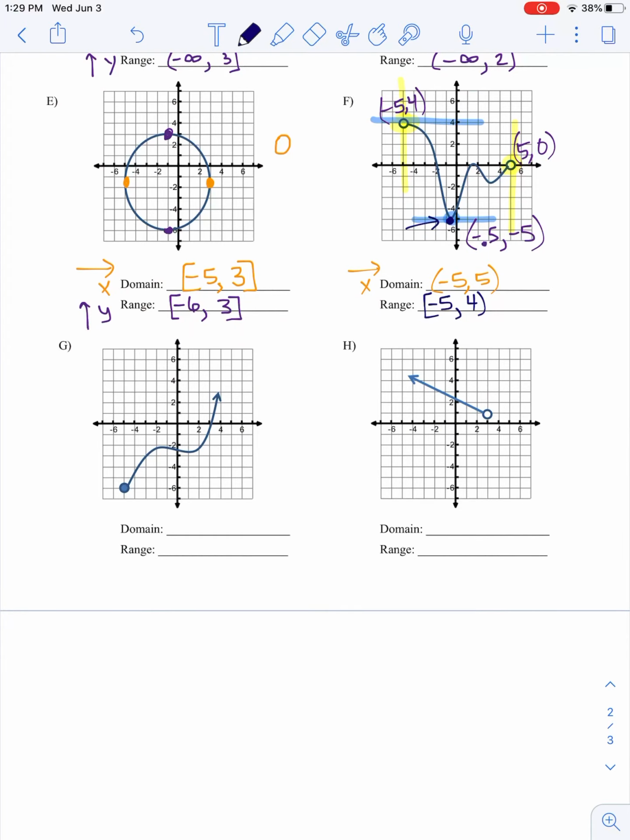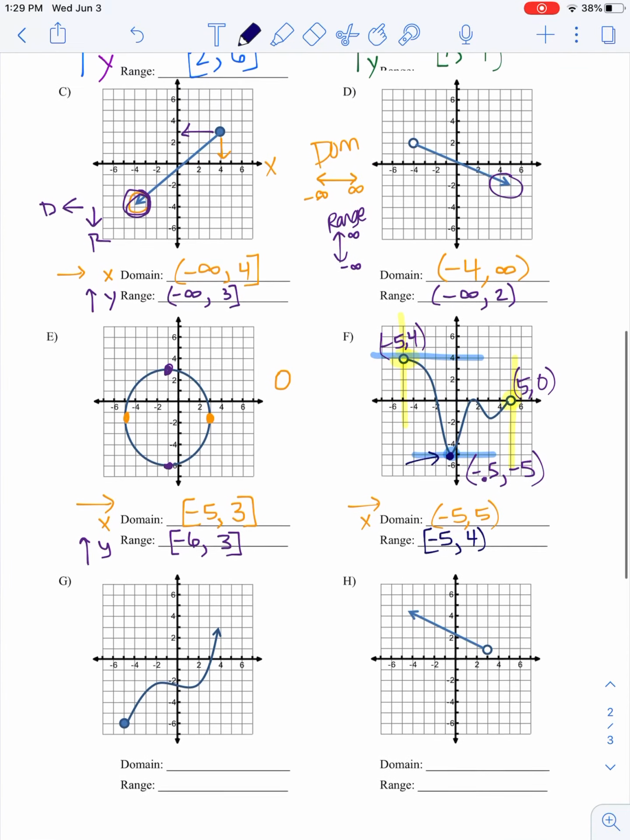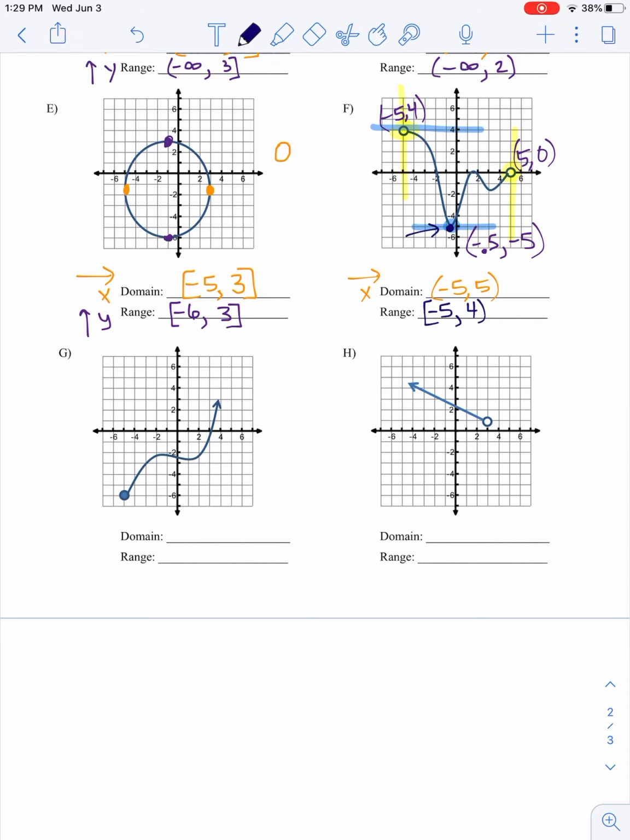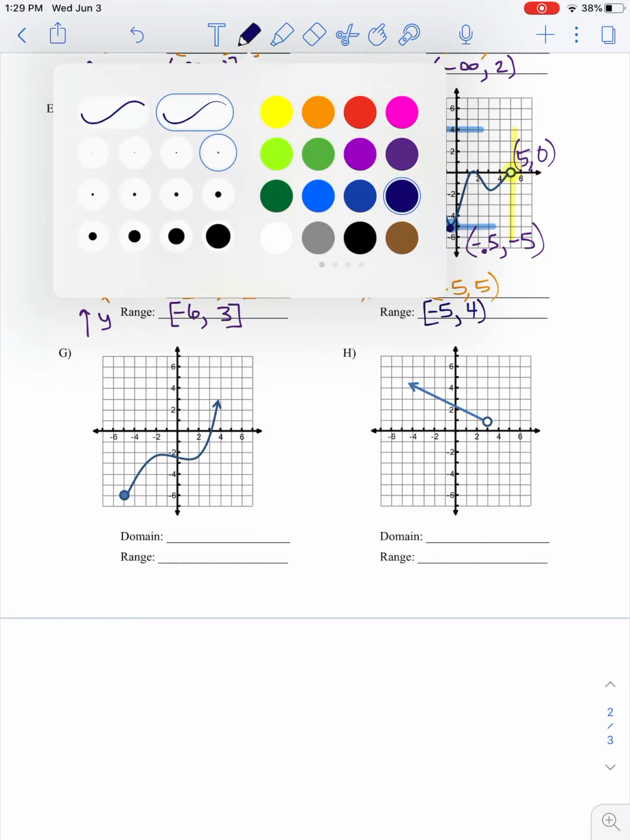All right, last 2 problems. I think these are similar to what we did in examples C and D. Why don't you actually hit pause and go ahead and try these, and then hit play to check and see how you did.